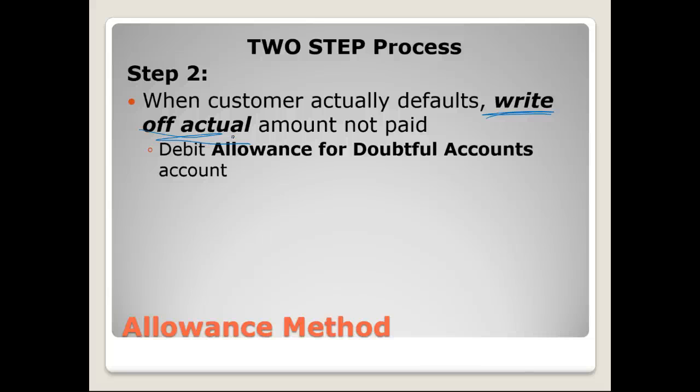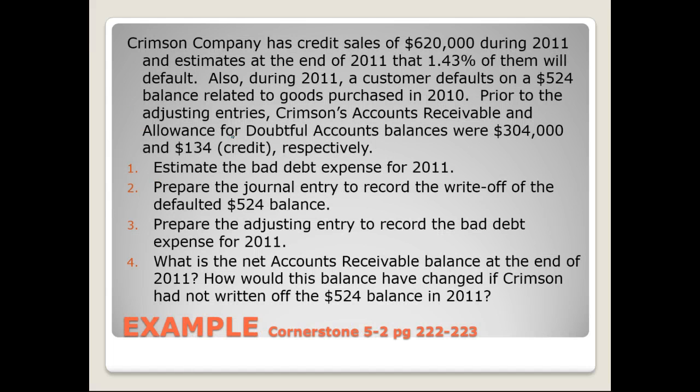Why do I debit? Well, I'd initially had a credit amount in there, right? So in order to clear it, I have to debit it. And also, it's a contra asset account, so its normal balance is a credit. So to clear it, I have to enter a debit. If I'm debiting allowance for doubtful accounts and I'm writing off this amount, it means I need to credit my accounts receivable account. So let's practice.